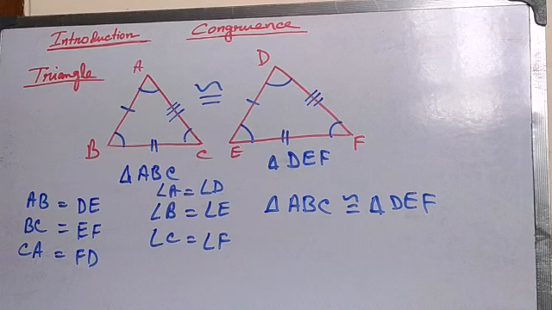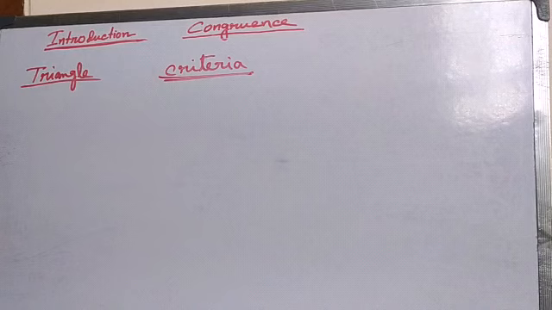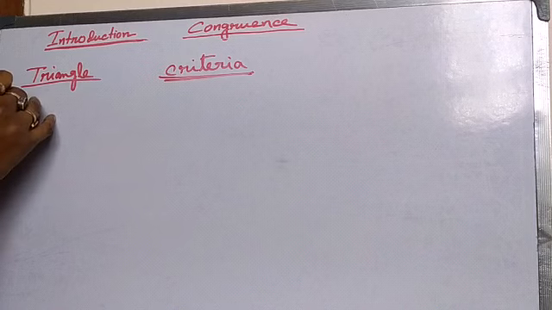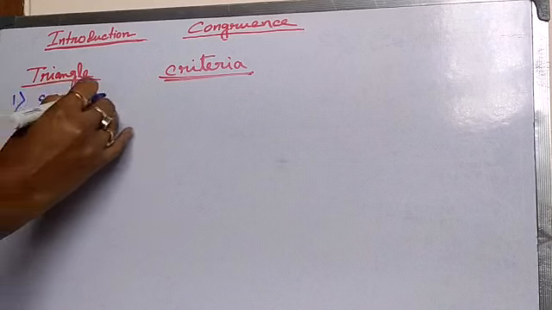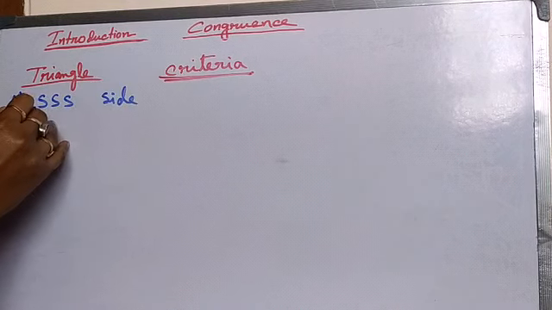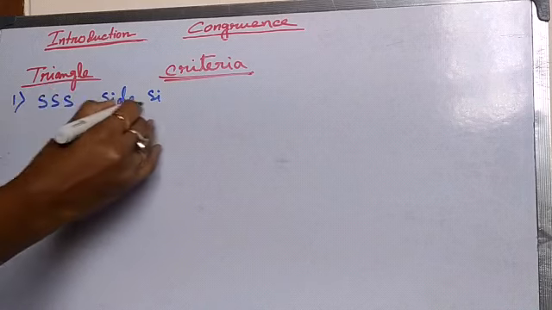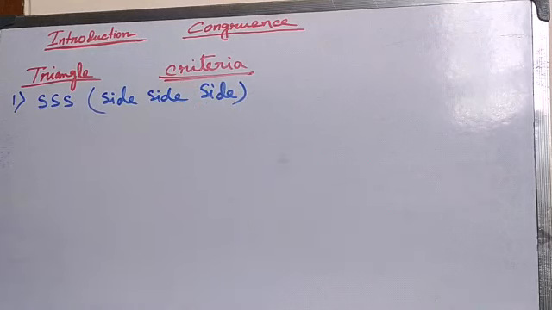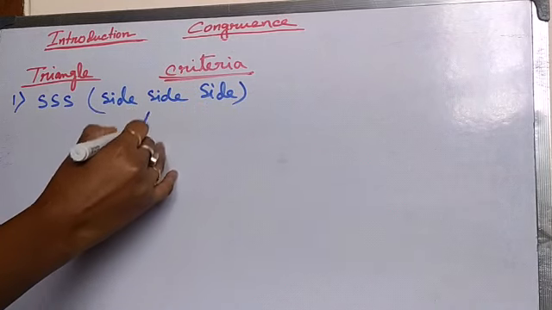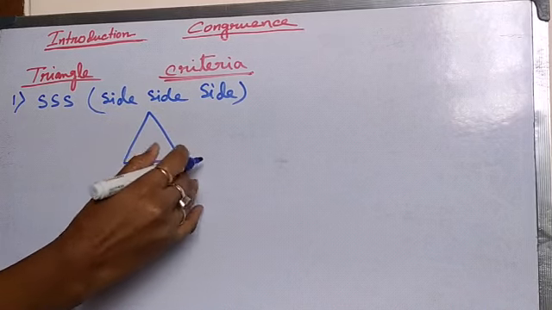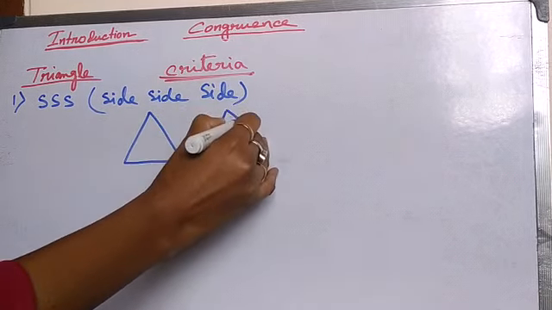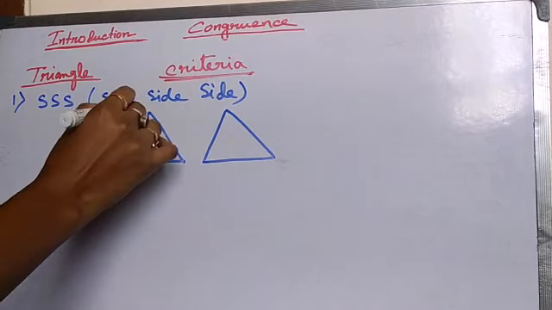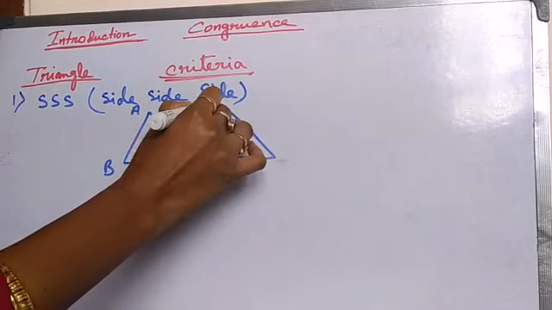Now we will learn about some criteria of congruent triangles. So here is the first criterion of congruent triangles, number 1, SSS. SSS means S for side, next S for side, next S for side: side, side, side. How will it be? Suppose I am taking two triangles here. This is ABC and this is DEF.